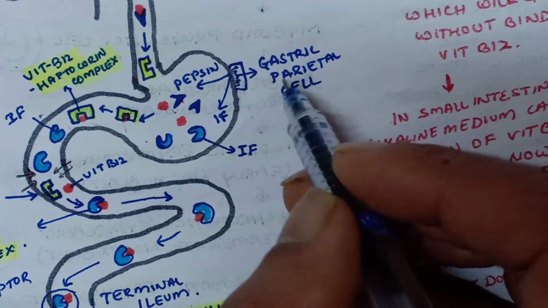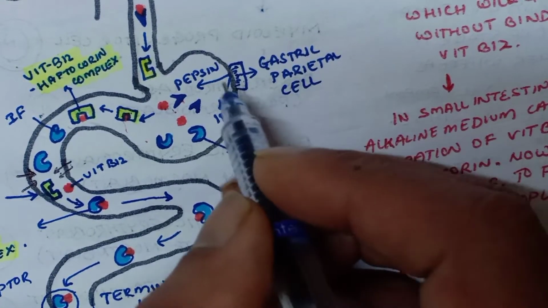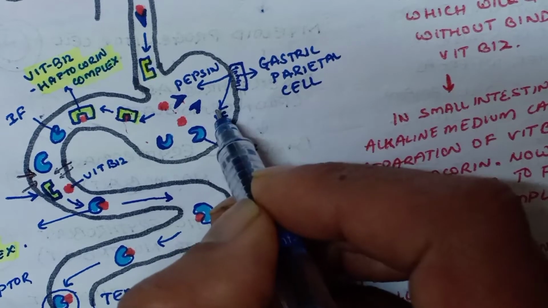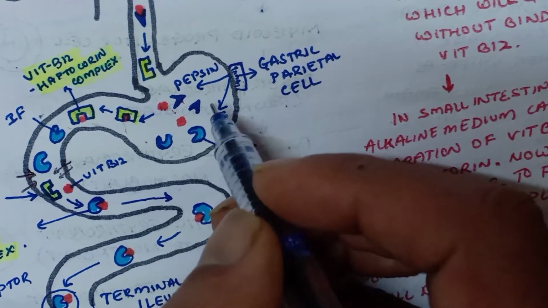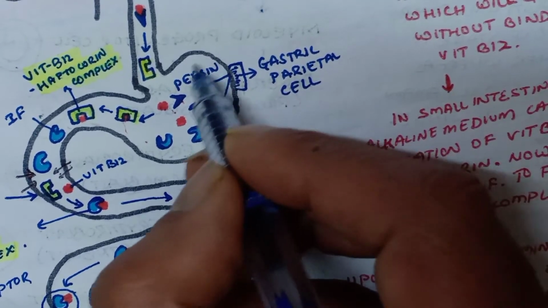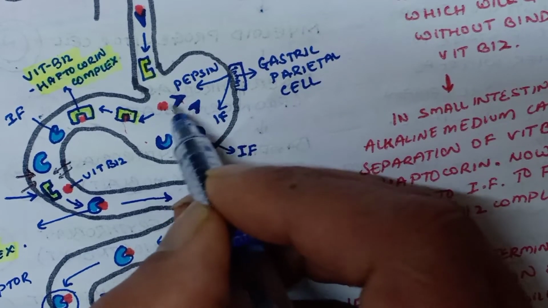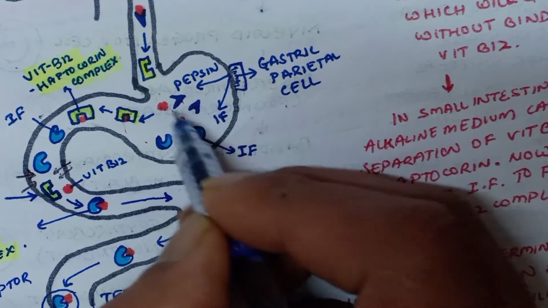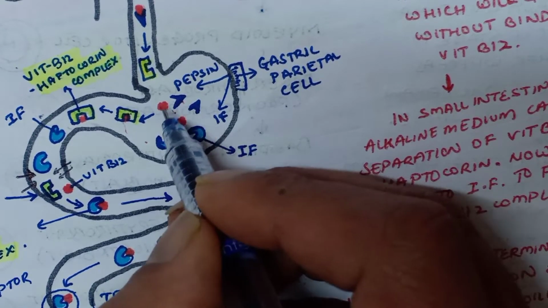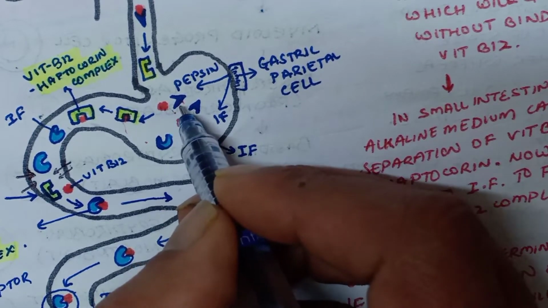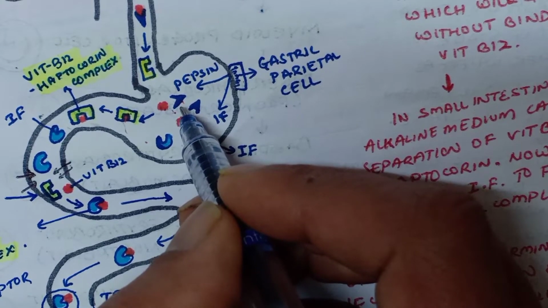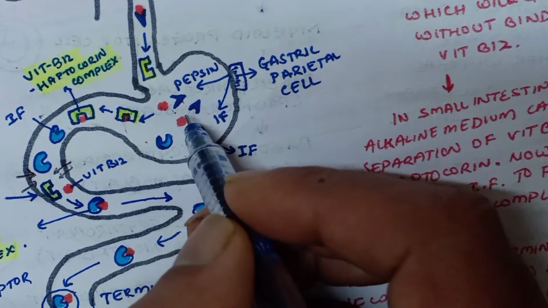So these gastric parietal cells will produce pepsin and intrinsic factor. In the stomach, this pepsin will cause separation of vitamin B12 from the binding protein. So vitamin B12 will separate from the binding protein in the acidic environment.